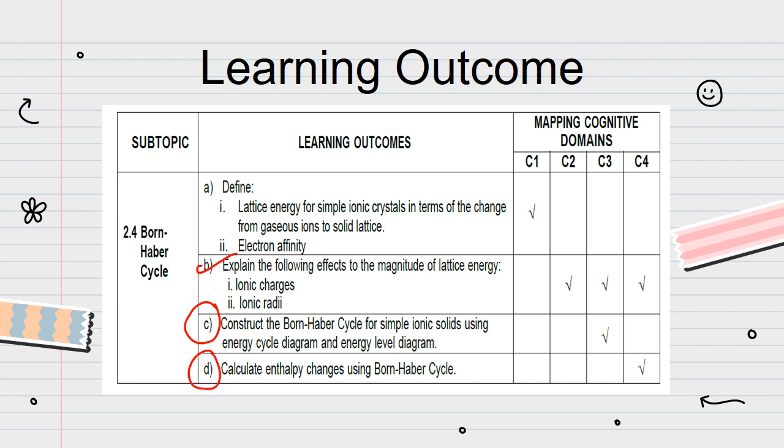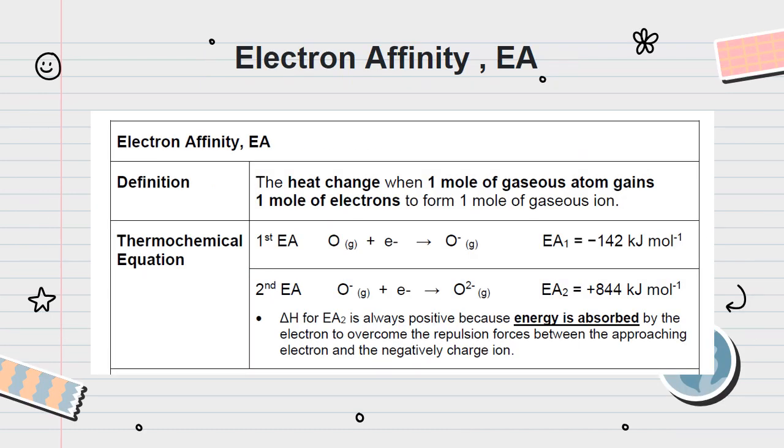I'm going to teach you how to construct the Haber cycle using the energy cycle diagram and also the energy level, and how we can calculate the enthalpy changes using that. Alright, so let's see electron affinity. As you can define from the title, affinity means attraction. So it's about attracting electrons. So how does our atom attract the electron?